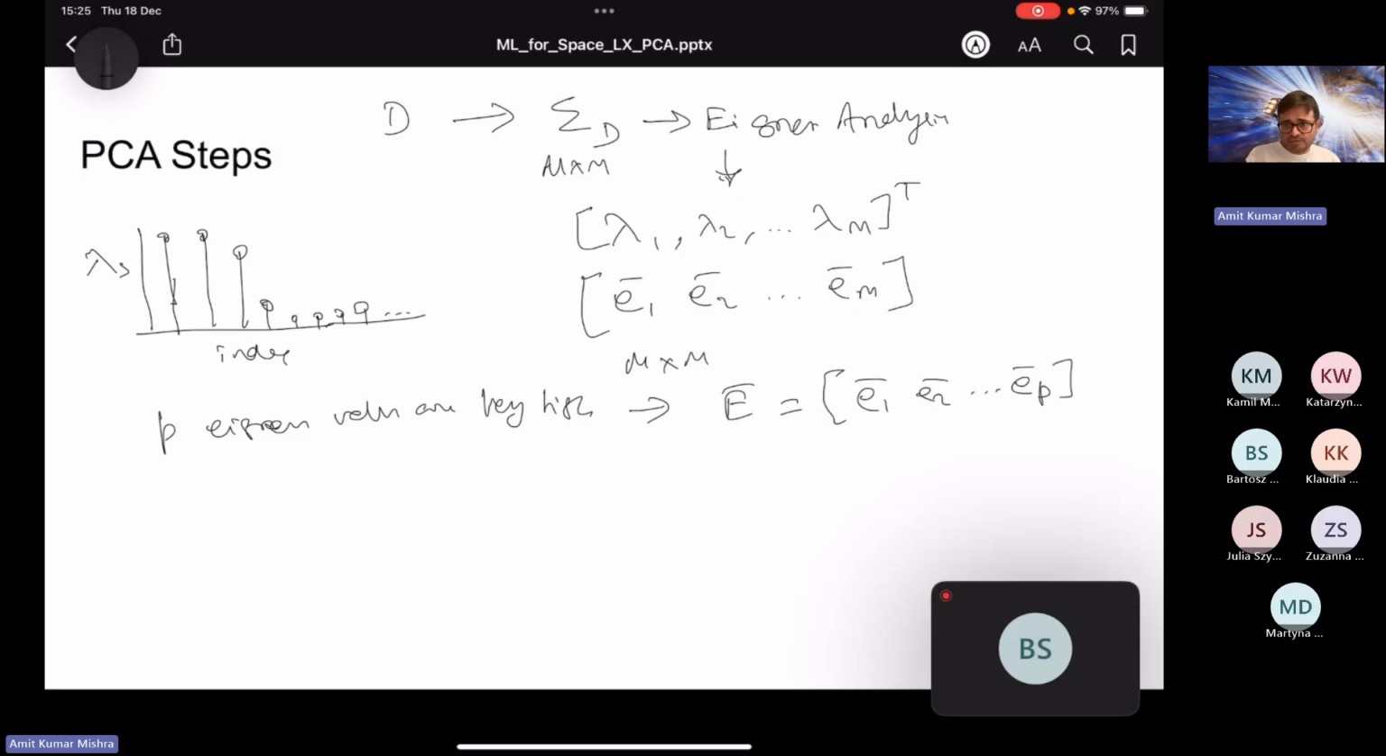What will be the dimension of this one? Because every E has got the dimension of the original dimension, M, right? So it will be M cross P.